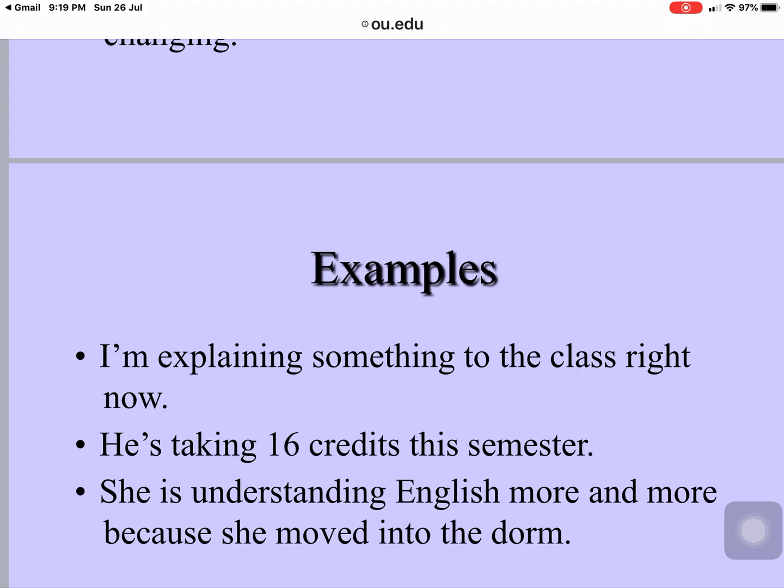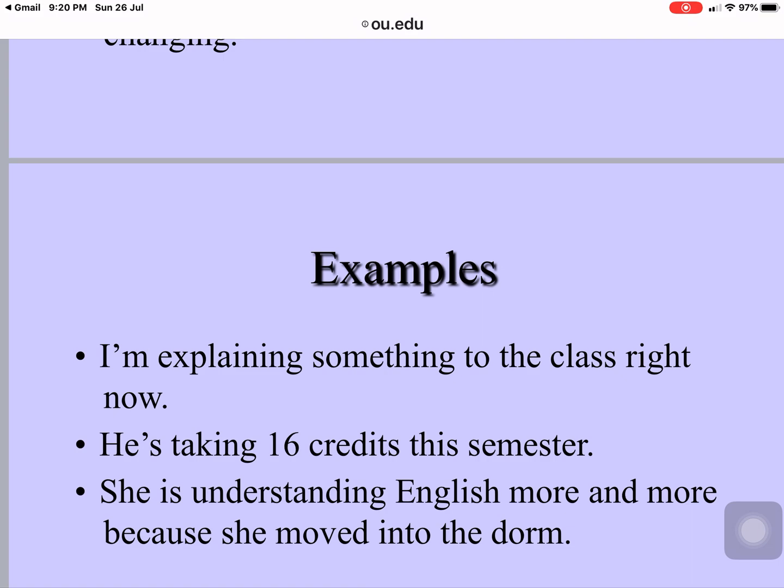How to frame a sentence in present continuous tense? Is, am, are plus V1 ing. See, with I, am is used. I am explaining. Explaining is V1 ing. Explain, explaining. That's why V1 ing is used in present continuous tense.